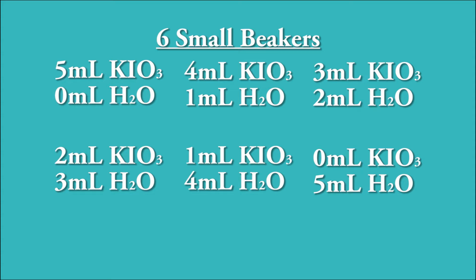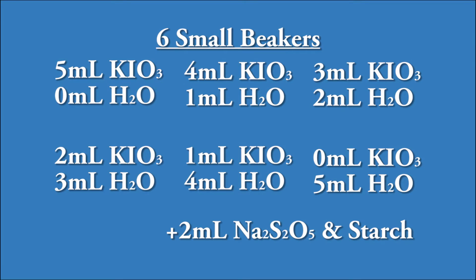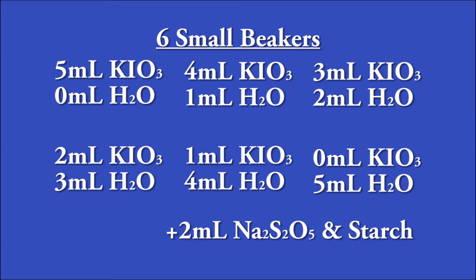Once each beaker was filled with the correct ratio of potassium iodate and water, we then took 2 mL of the sodium metabisulfite starch solution and added it to each individual beaker, and then timed how long it took for it to change color. Each reaction should be done and timed separately in order to have a correct measurement of how long it took, and the timing should be stopped when a bluish color appears.